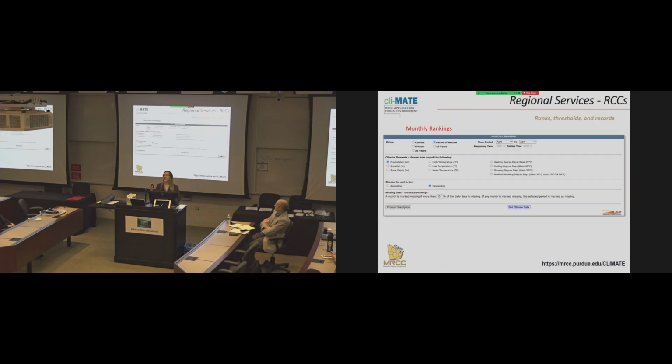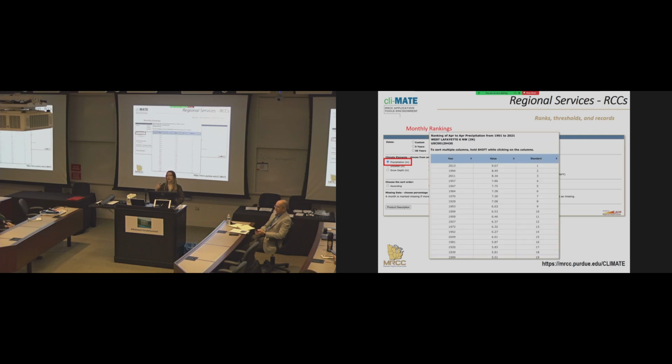So if you're like, I don't have any idea what you're talking about, Melissa, what do you mean tools? What kind of data are we talking about? Let me just walk you through an example. So here we're going to look at monthly rankings. If I navigate to the monthly rankings tool, I can specify my time period. In this case, this is looking at only April's, for the whole period of record for the station that I picked, which I'm pretty sure is West Lafayette. I can say I just want to look at precipitation and give me a chart, and there you go.